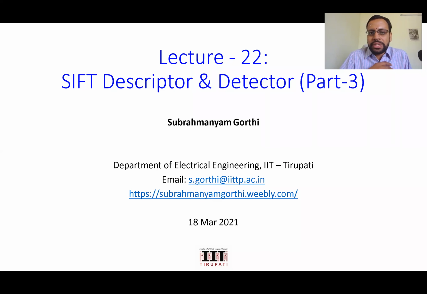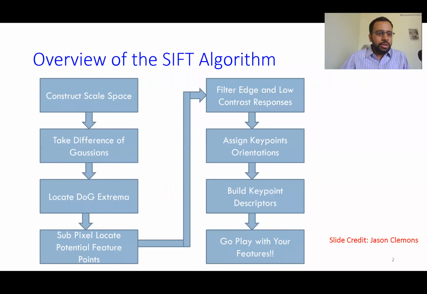Then another thing that we discussed, particularly in the last class, is about the scale invariant feature transform descriptor part. Like given a key point, how do you describe that? These are the two aspects that we have discussed so far, right? So maybe if you want me to mention here, this is a nice block diagram.